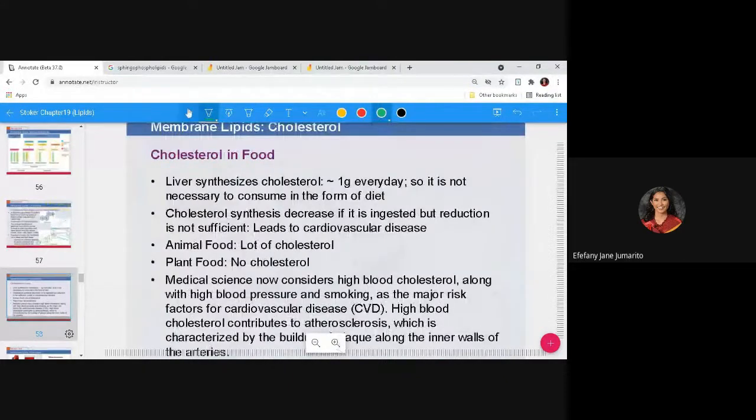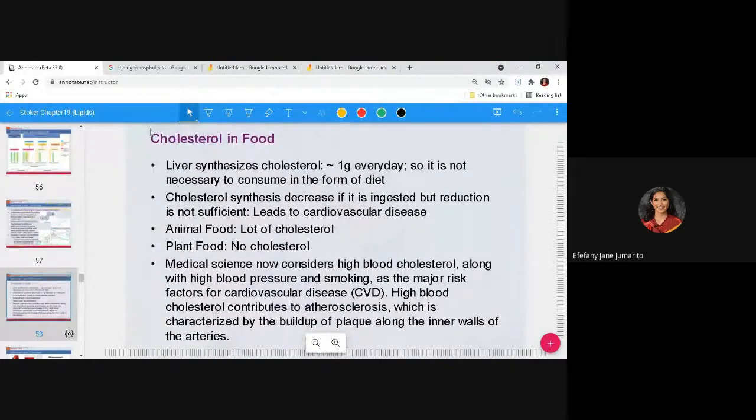Okay, cholesterol. The liver synthesizes cholesterol, 1 gram every day, so it's not necessary to consume it in the form of diet. It's not essential. Continue.